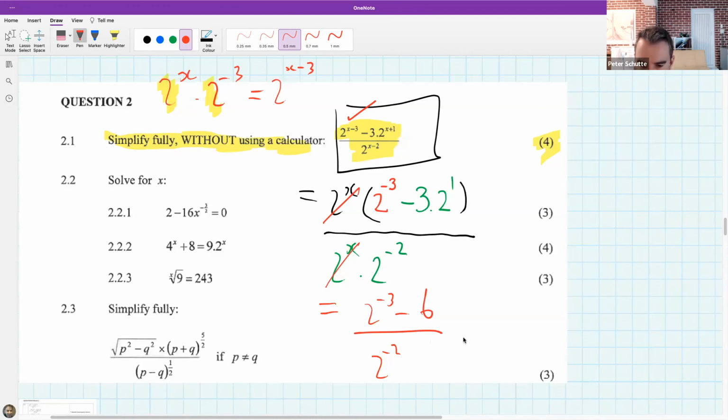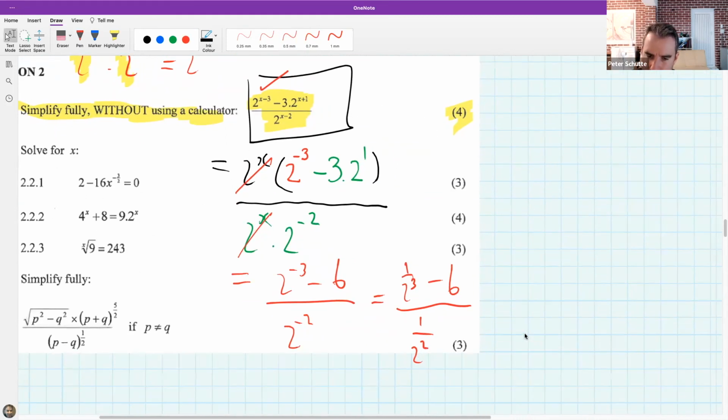Without using a calculator. Okay, so this is where I'm not sure if they want you to go quite as far as this, but 2 to the -3 can be written as 1 over 2 to the power of 3. And so I make it a positive power. And over here, I get 1 over 2 to the 2. Okay, now I'm really going to show you my knowledge of fractions, but I'll have to check the answer in a moment. You basically get down to that.